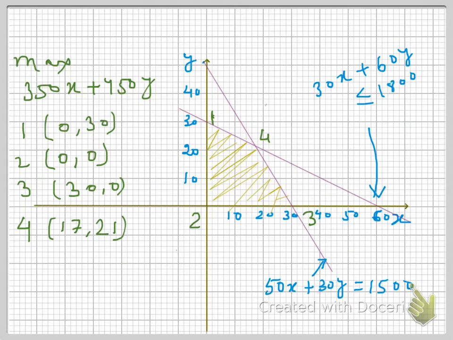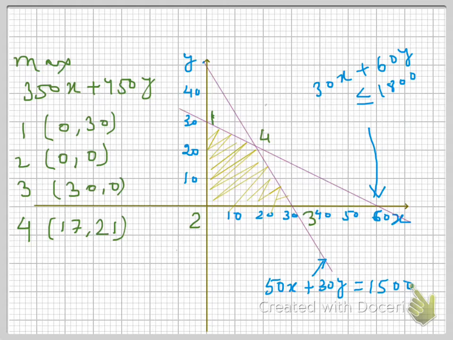You know that the optimum solution will be at any of the extreme points of this feasible space. The extreme points are point 1, which is 0, 30, point 2, which is 0, 0, point 3, which is 30, 0, and point 4, which is 17, 21. You can pause the video from time to time and do all these things on your own. Maximum profit will be given by one of these 4 points.